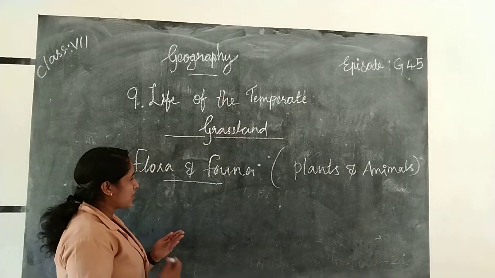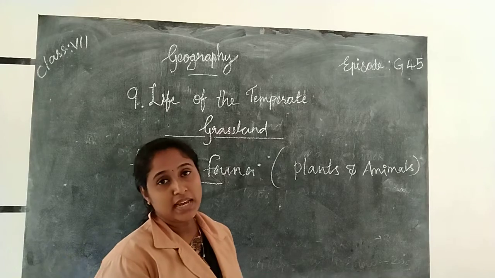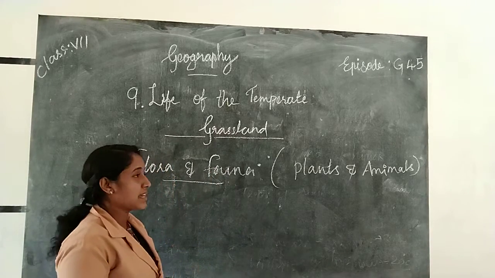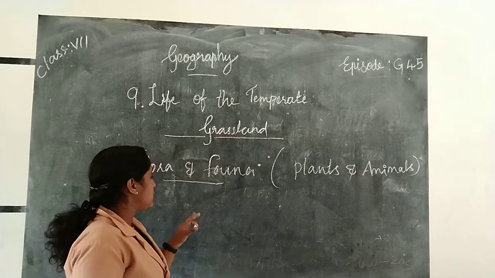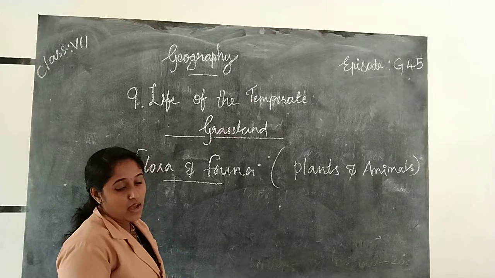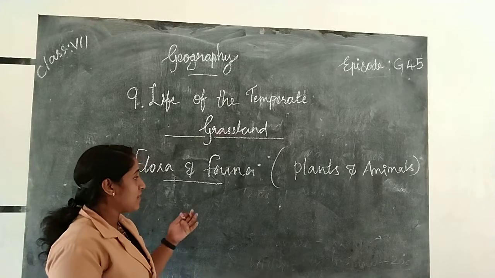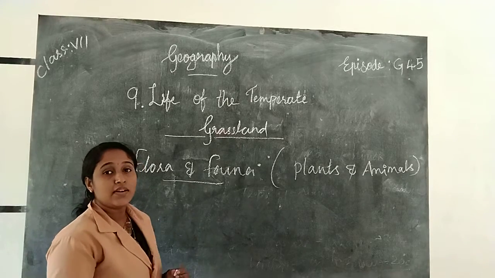It is because it is full of grass and shrubs. Mostly we can see shrubs and grasses in this region, the prairies. So the prairies are practically tree free. That means we cannot regularly see trees in that particular region.